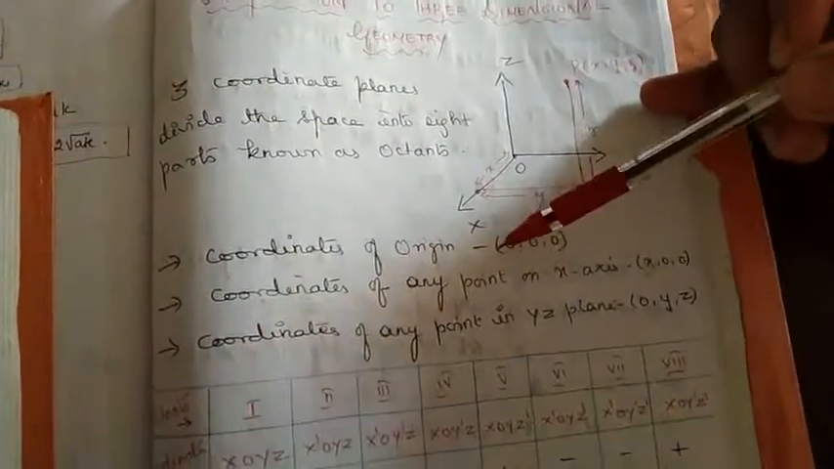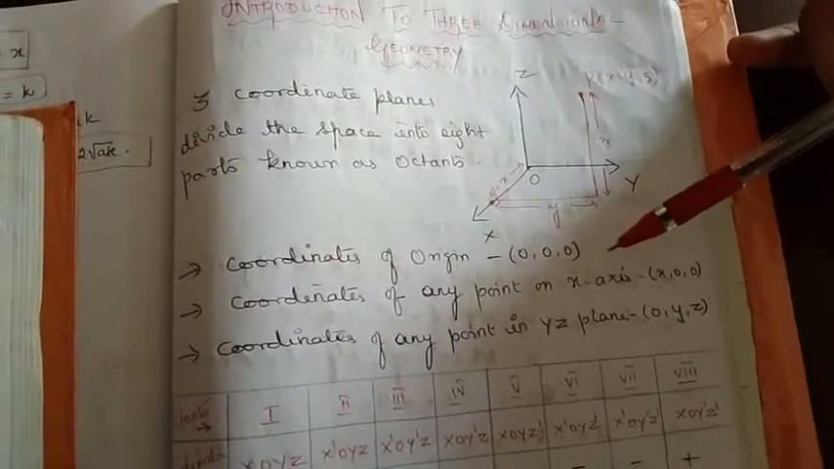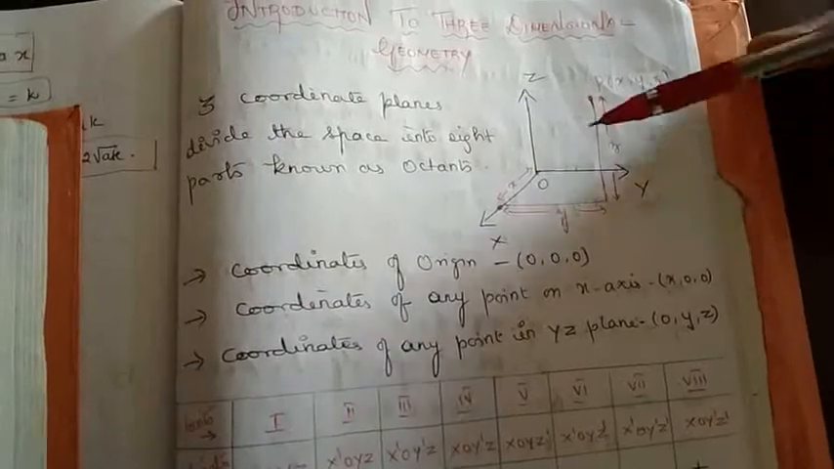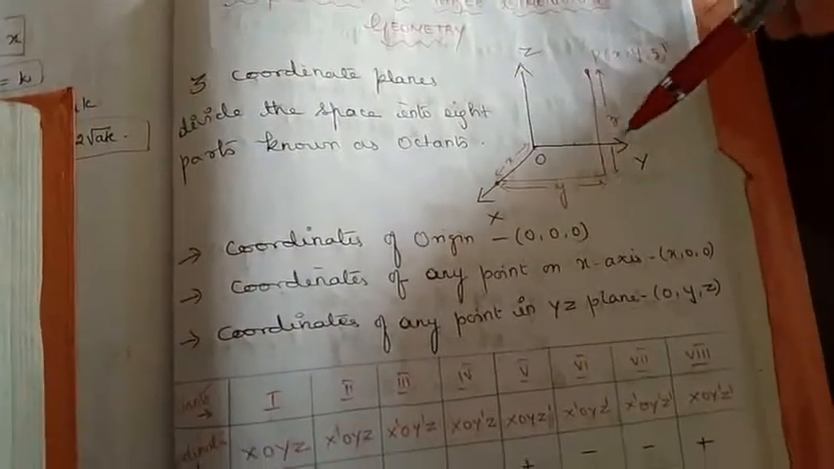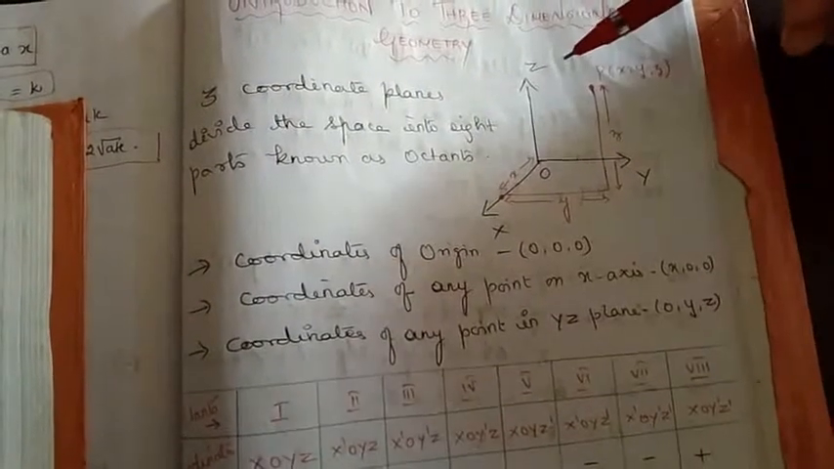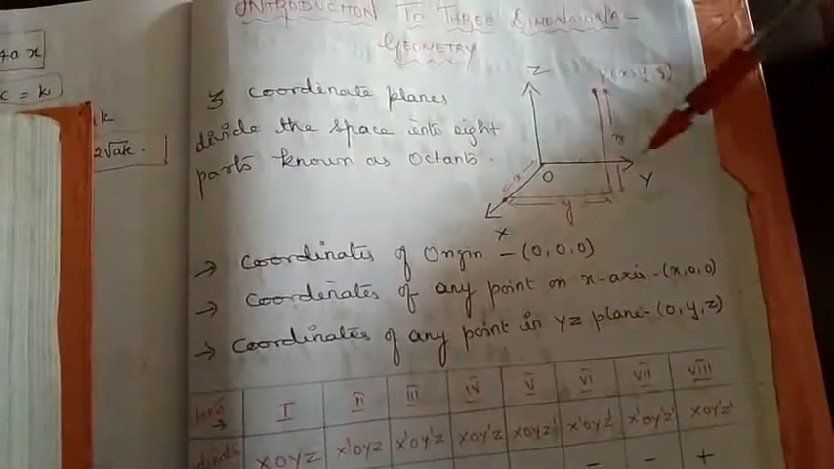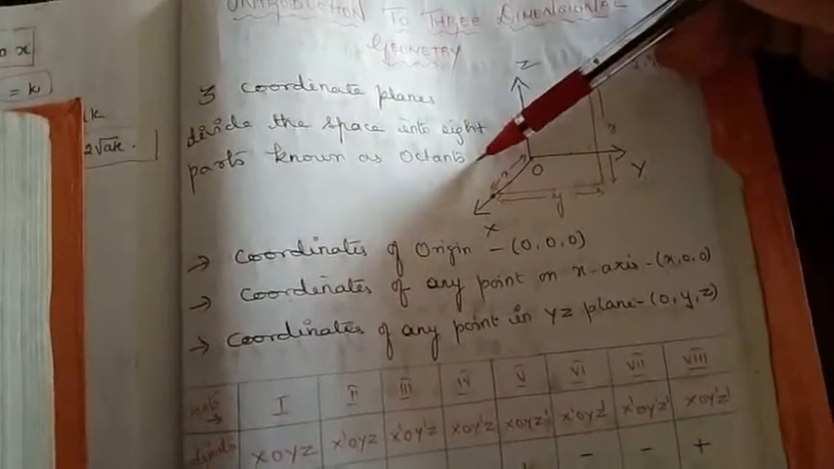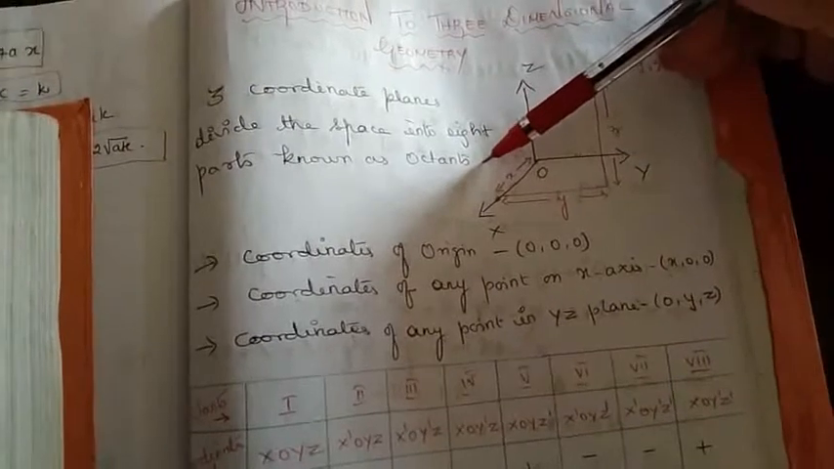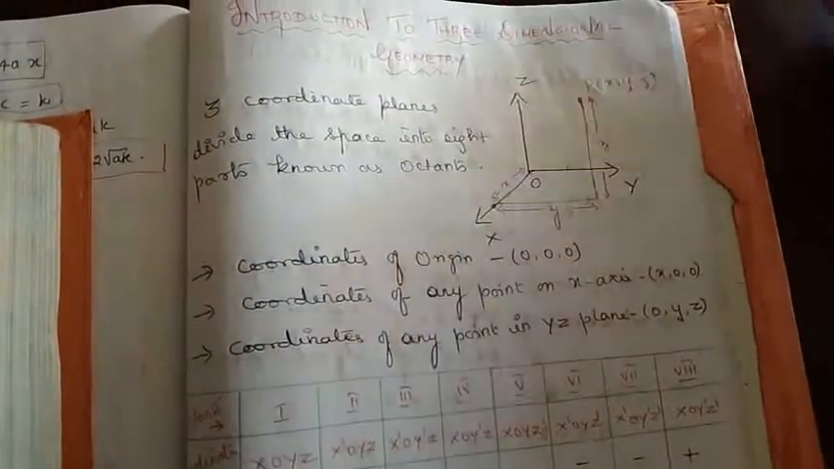What are the coordinates of the origin here? As usual, 0, 0, 0. In two-dimensional, we have only the x and y plane. Here we will have x and y axis. Here we have x, y and z. These three coordinate planes divide the space into 8 octants. In two dimensions, we have 4 quadrants. In three dimensions, we have 8 octants.